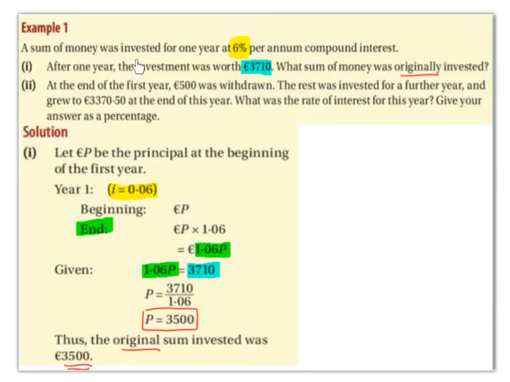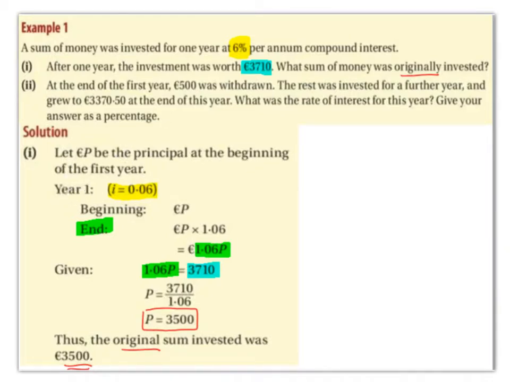A sum of money was invested for 1 year at 6% per annum per year, compound interest. Part 1. After 1 year, the investment was worth €3,710. What was the sum of money that was originally invested? So we're going to let P be the principal at the beginning of the first year.